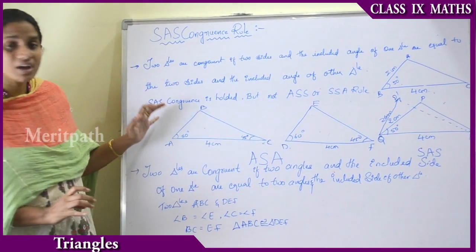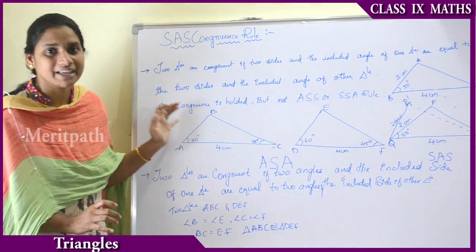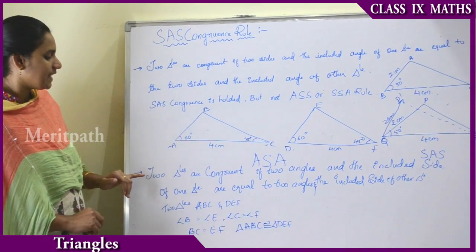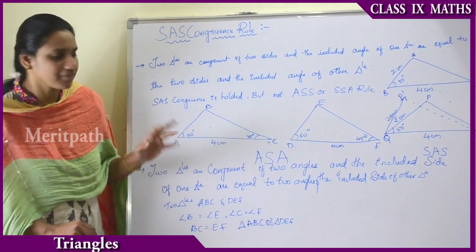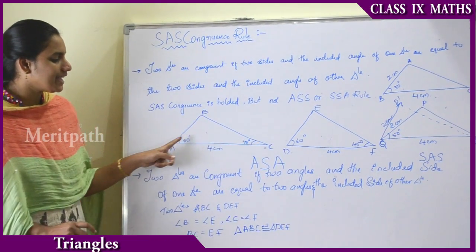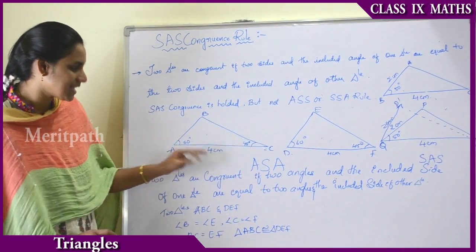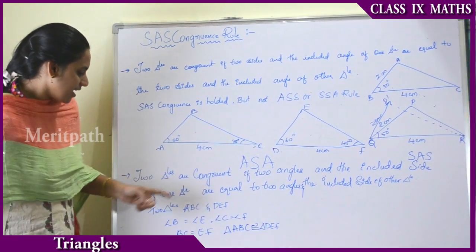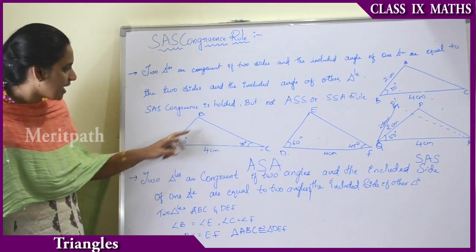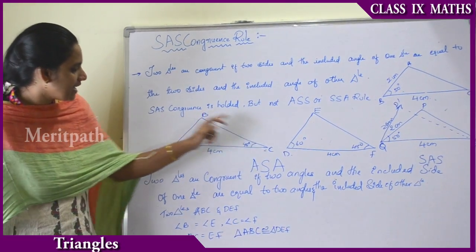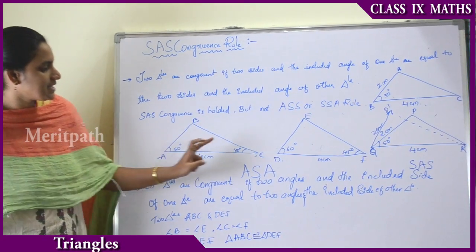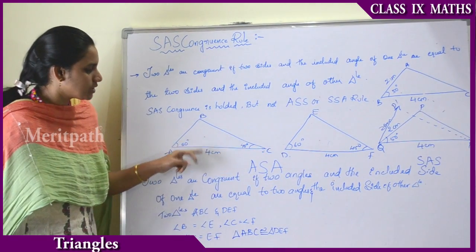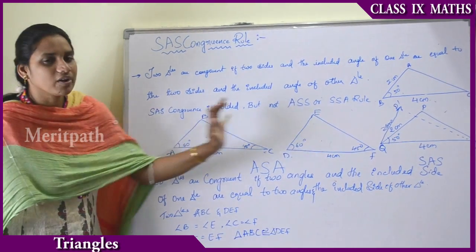Now let us prove how this congruency rule is true. The definition goes like this. Two triangles are congruent if two angles and the included side of one triangle are equal to those of the other triangle. That means, see, the angles BAC and BCA, that is angle 60 degrees and angle 45 degrees, the side included between these two angles is 4 centimeters. Therefore, this is congruent to that.